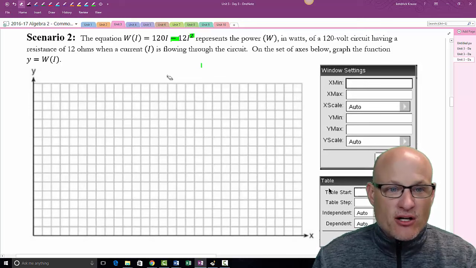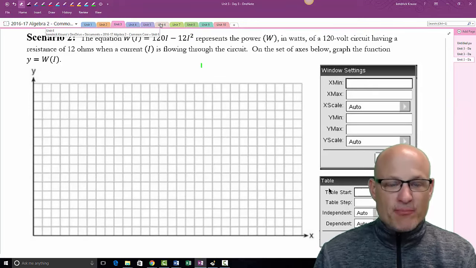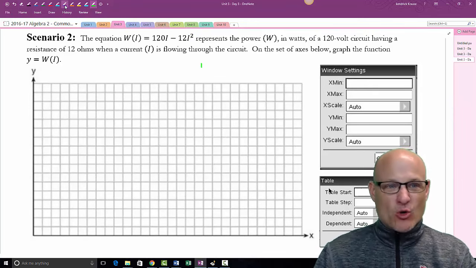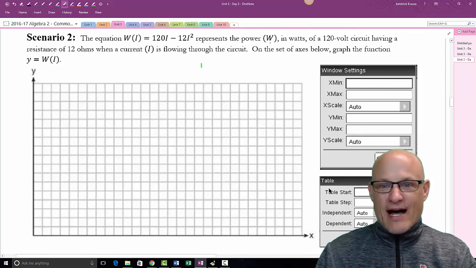So let's see what they're talking about here. The equation represents the power in watts. Oh, now I'm all confused. Now they're talking about watts.